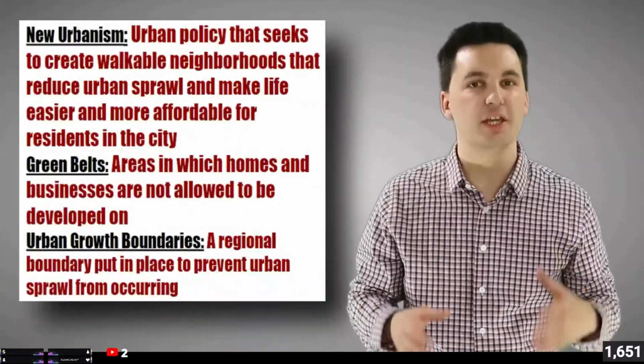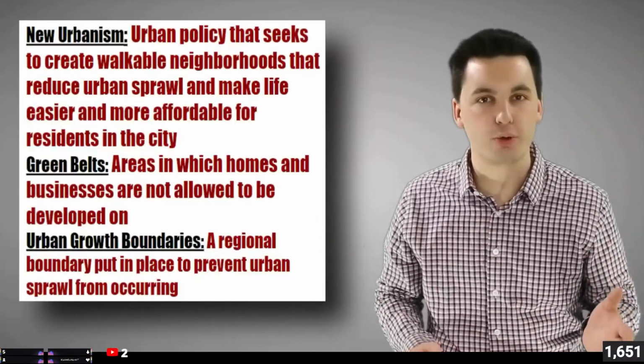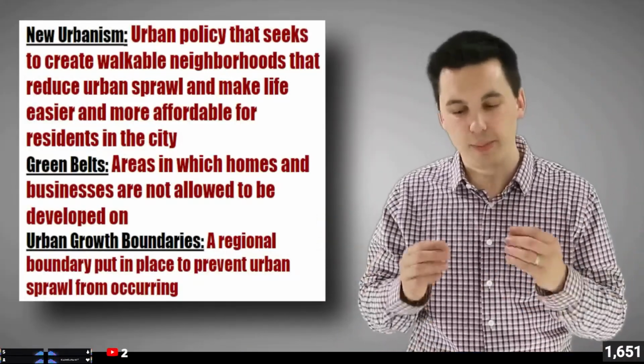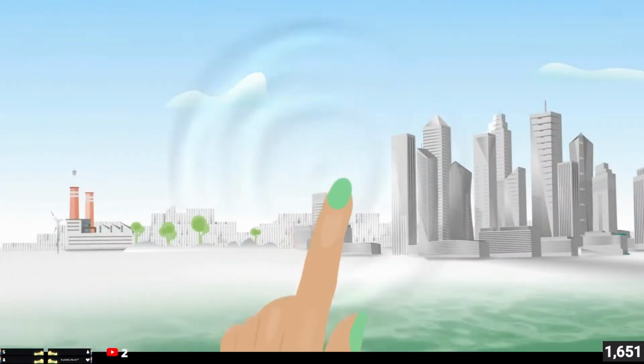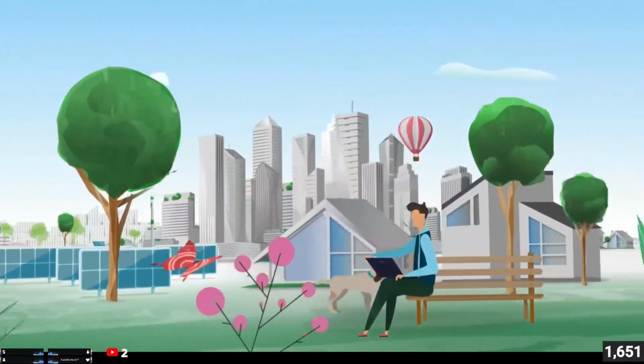Now, if cities want to create a sustainable city, they can do a variety of things. We can see they can implement smart growth policies, urban growth boundaries, new urbanism, they can utilize green belts. All of this would help make sure that a city is sustainable. And when we're talking about sustainability, remember, we're talking about living in a way that we can meet our wants and needs today without compromising future generations to do the same.